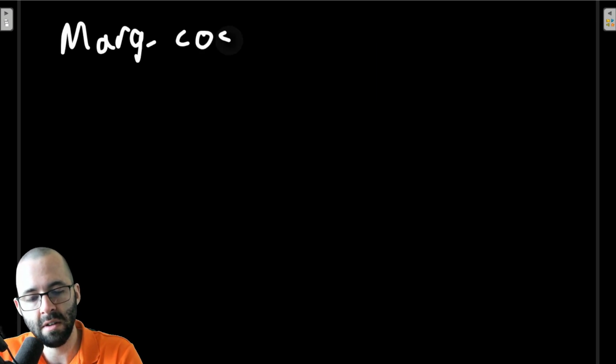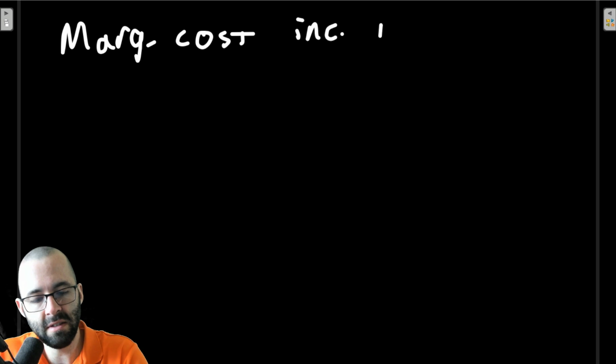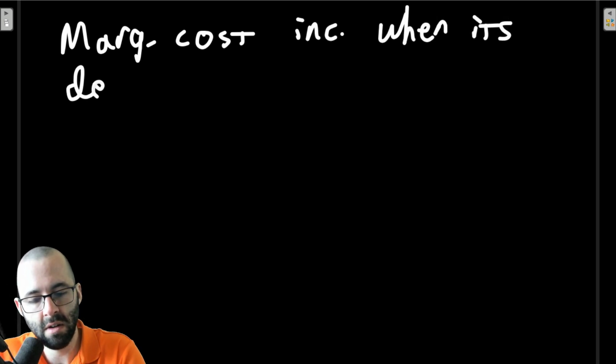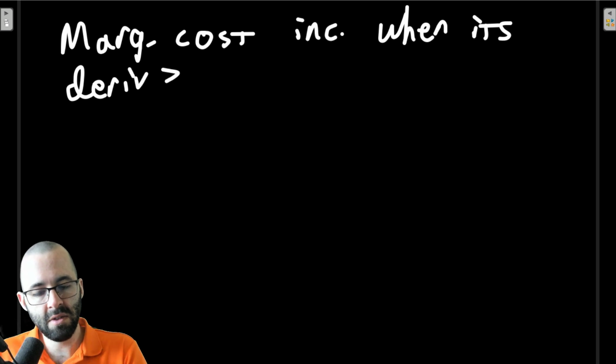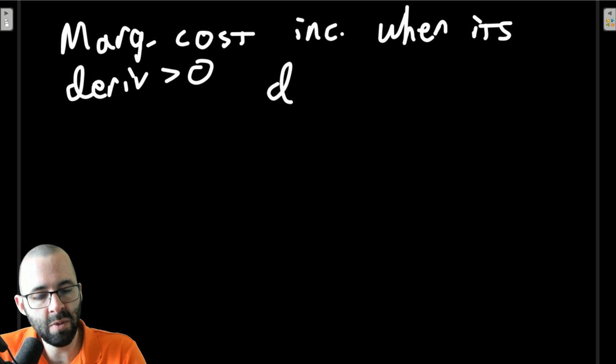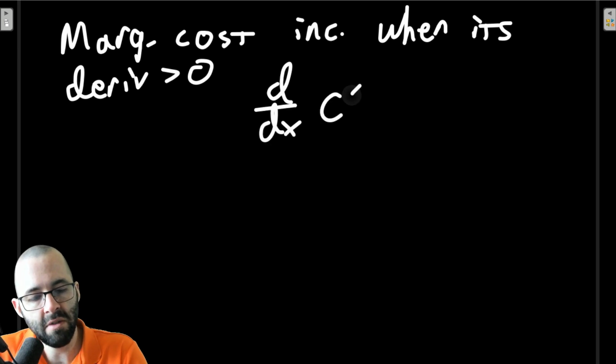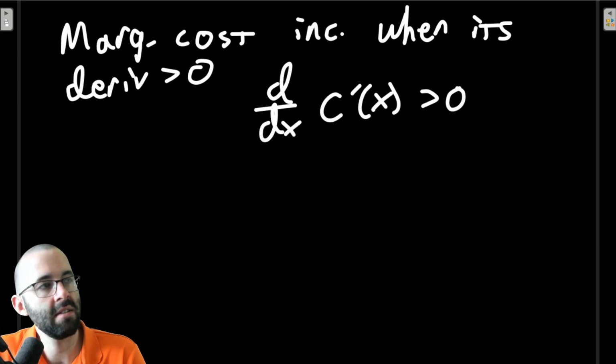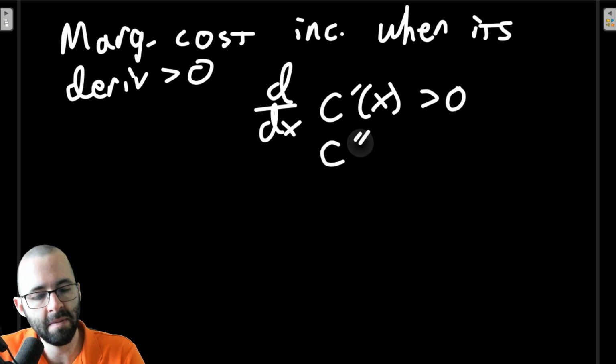Marginal cost increases when its derivative is greater than 0. Well, what's the derivative of the marginal cost? All right, that's when the derivative of the marginal cost is positive. Well, the derivative of C prime, that's C double prime.